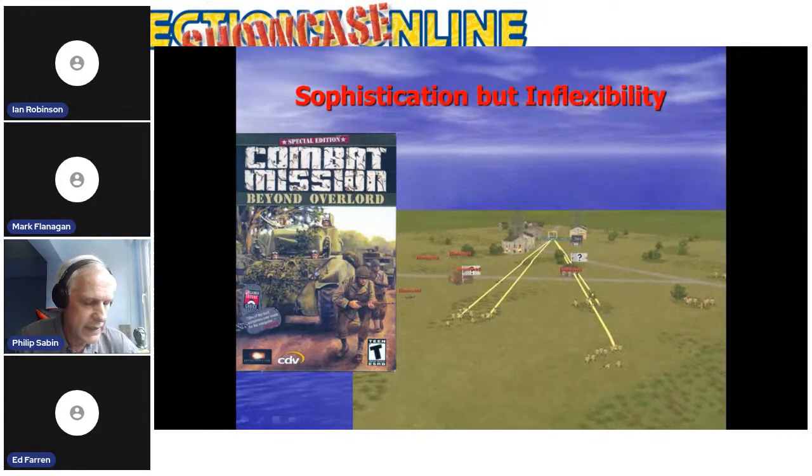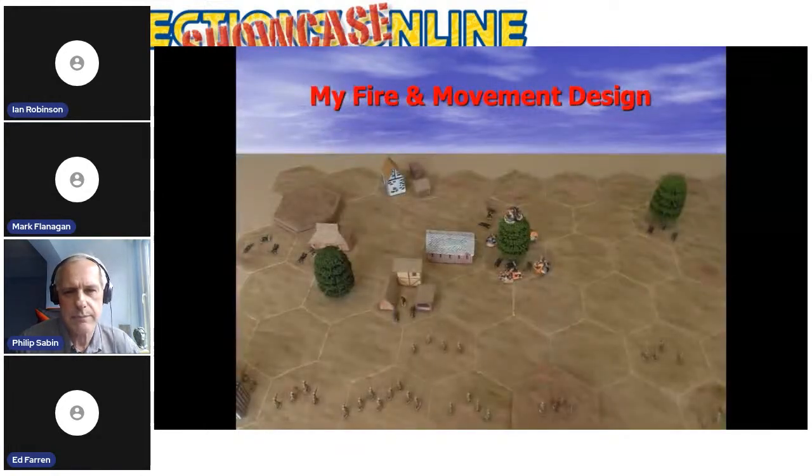So what do you do in that case? You do something yourself. You design it yourself. As Flanagan said, if you can play these manual games, you can design them. My first published effort in this regard was called Fire and Movement. The title emphasizes what the principle of this was.